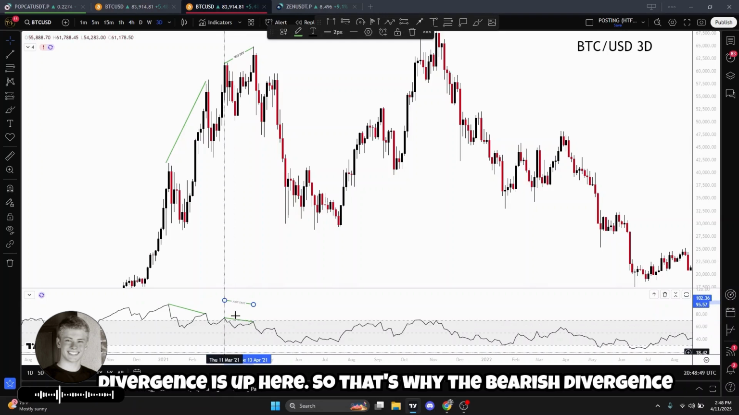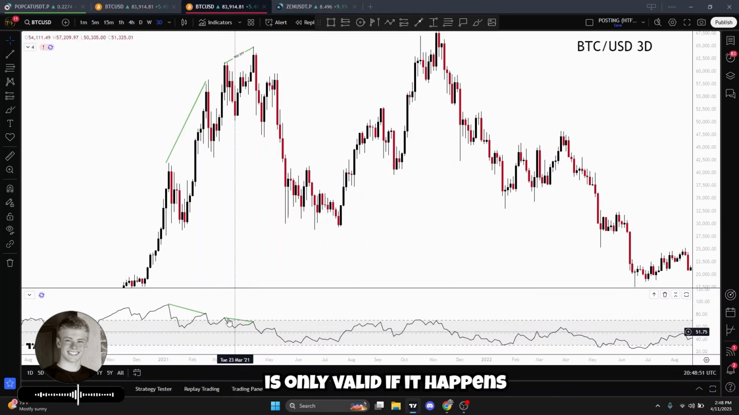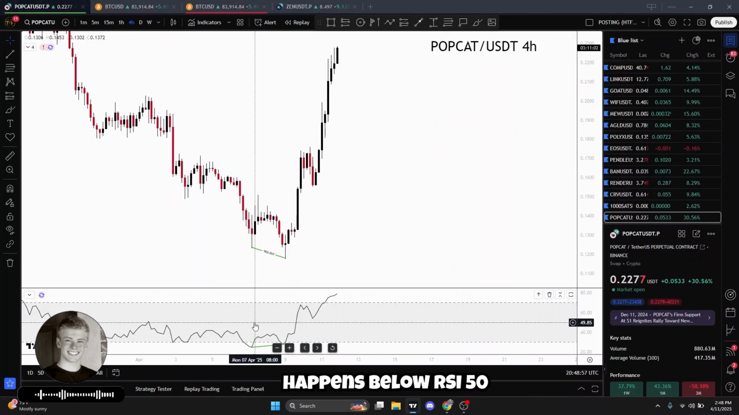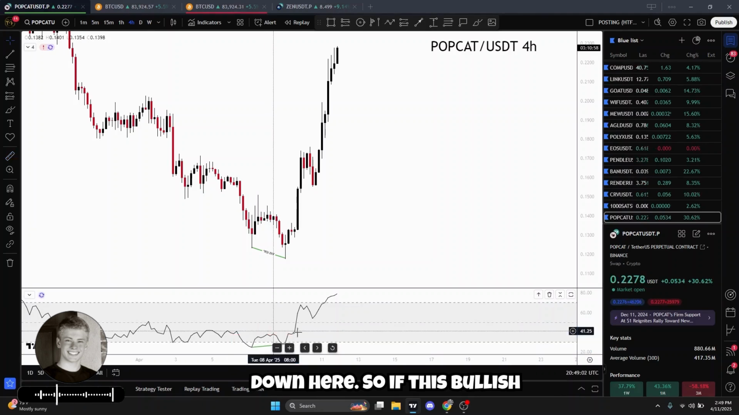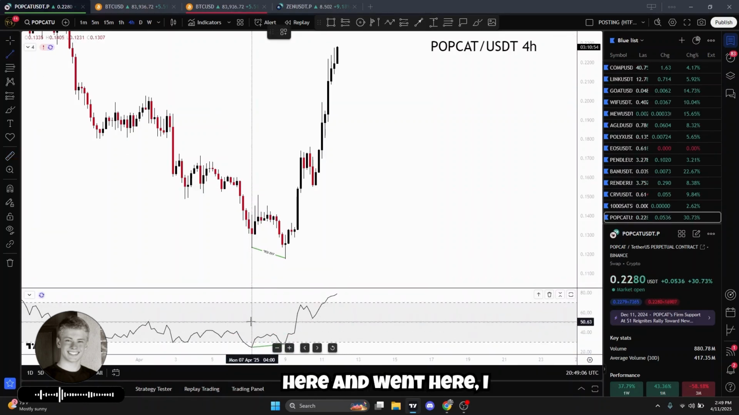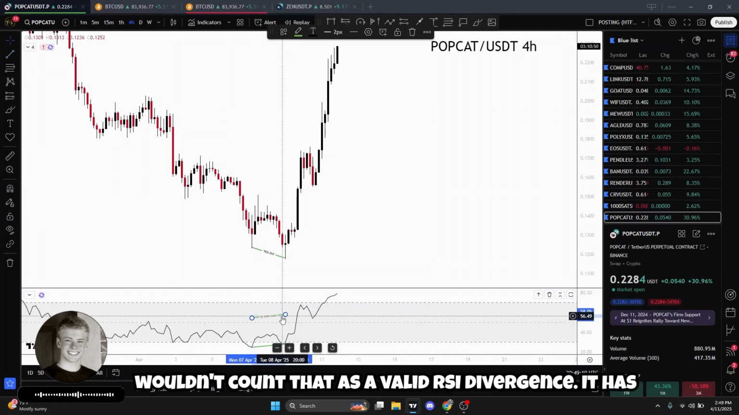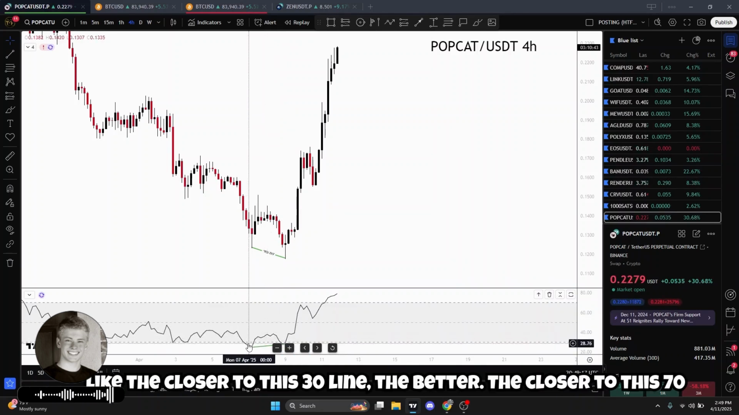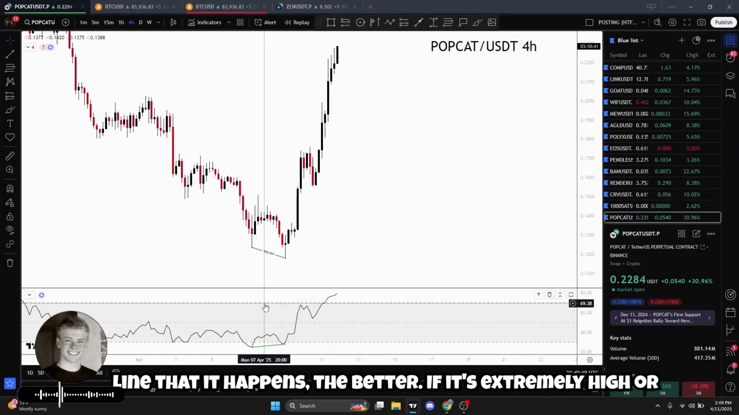So the downside might not be as big as if the RSI divergence is up here. So that's why the bearish divergence is only valid if it happens above RSI 50, and the bullish divergence is only valid if it happens below RSI 50 down here. If this bullish divergence, let's say the RSI started here and went here, I wouldn't count that as a valid RSI divergence. It has to happen below the 50 line. And the lower the better, like the closer to this 30 line, the better. The closer to this 70 line that it happens, the better.